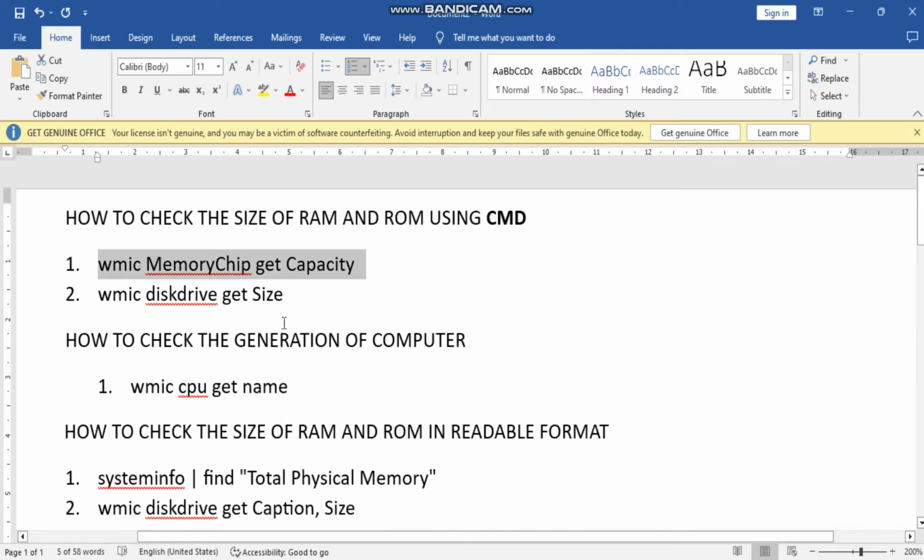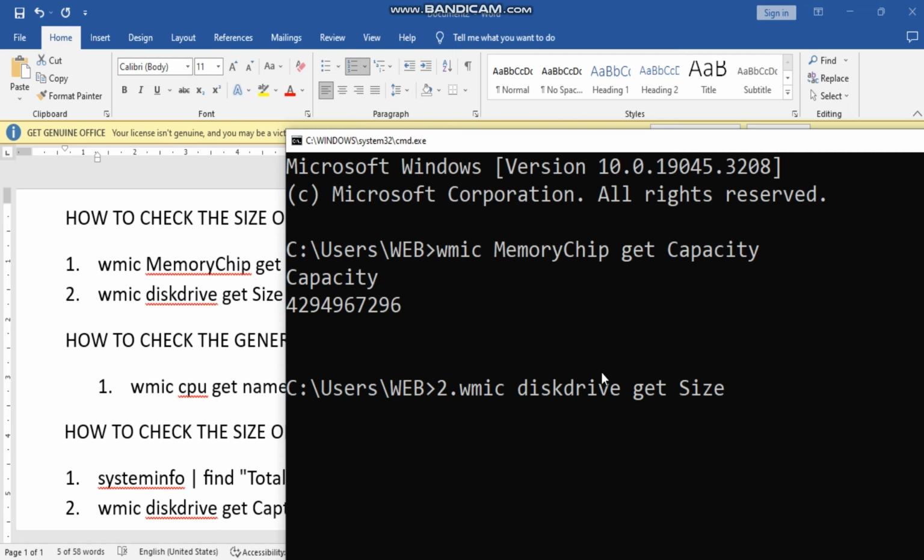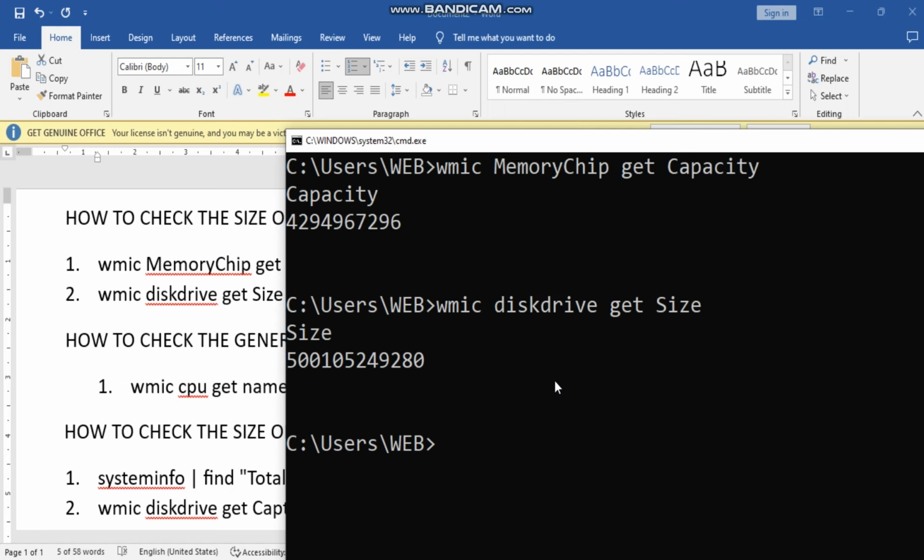Also, to check the capacity of your hard disk, you copy this command and you get this one. This is 500 billion 105,000 million 243,280. If you divide this by 1024 to the power 3, you're going to get 500 GB. But this one is tiresome.